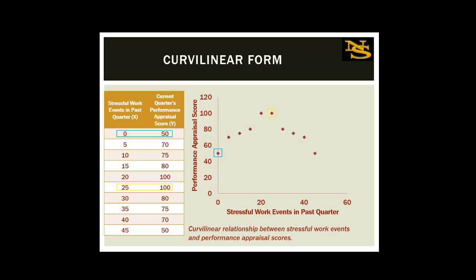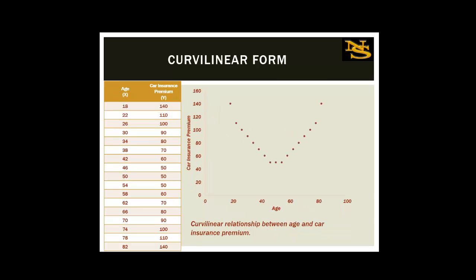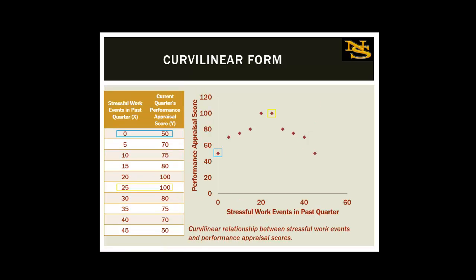So curvilinear forms can have an inverse U shape like this, or a U shape like that. And there's a relationship here, but it's not a consistent change. So as x increases, it's not a consistent increase or decrease in y. It's like as x increases, y increases to a certain point, and then as x increases more, y starts to decrease. That's what you can kind of see here. So typically, your values for the x variable are listed along the x-axis and then y listed along the y-axis.